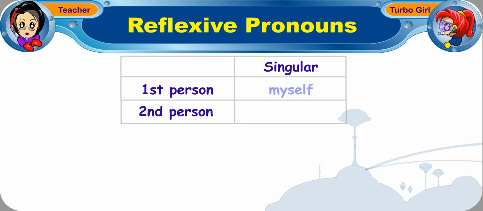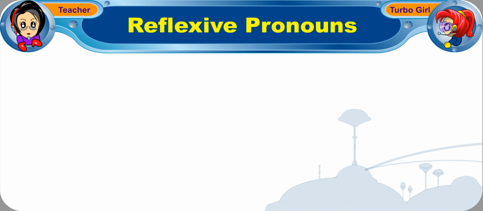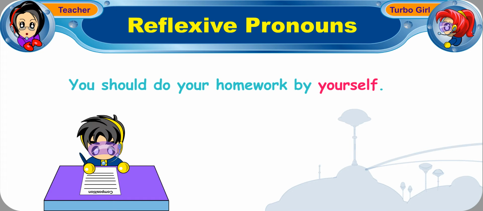We use the second person reflexive pronoun, yourself, when we are referring to the person whom we are talking to. For example, if I say to Turbo Boy, you should do your homework by yourself, the reflexive pronoun yourself refers to Turbo Boy, since I am talking to him.